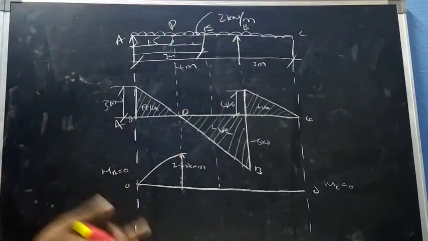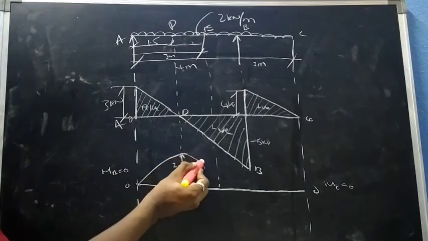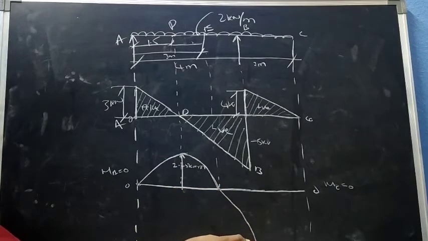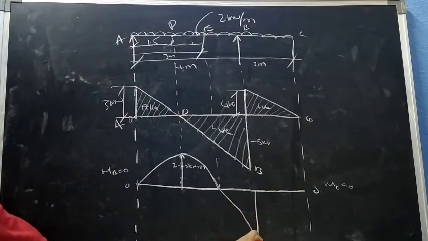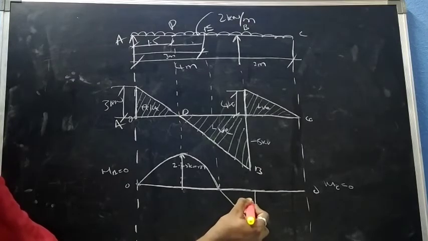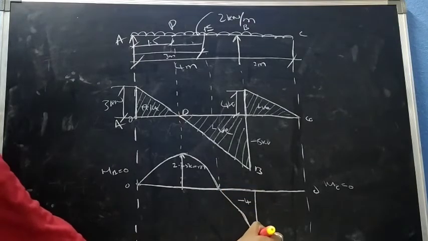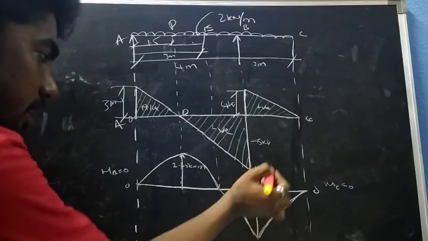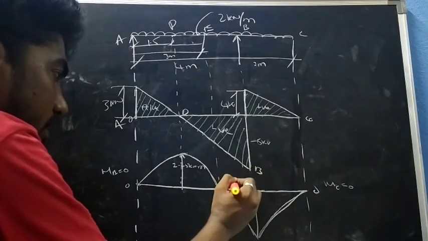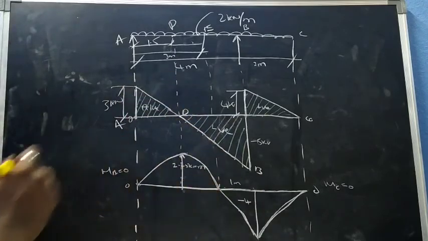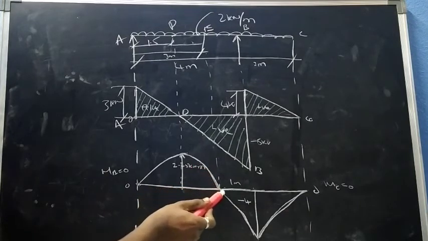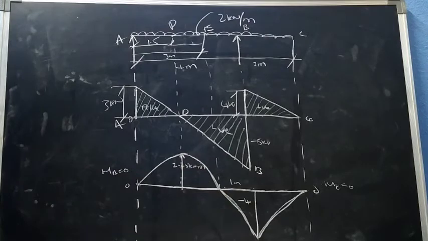there is a change in sign. Okay, there is a change in sign. If you go down at point E, from here it will go to B, that is minus 4. So this will be minus 4. Okay, from here it will go back to 0, because at C it is 0. The distance from E to B is 1 meter, right? So this point is your point of contraflexure, because it is changing the sign and going down to the negative.